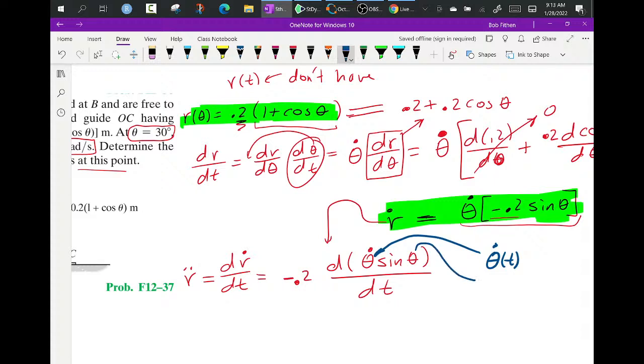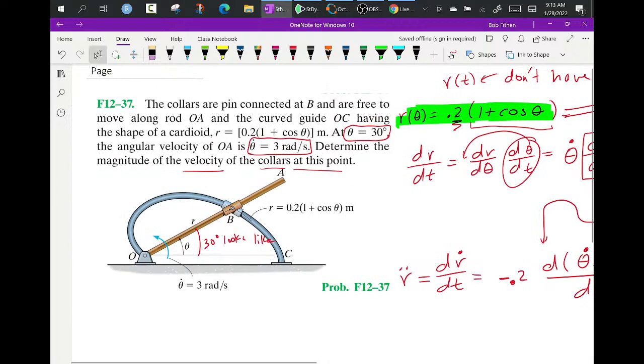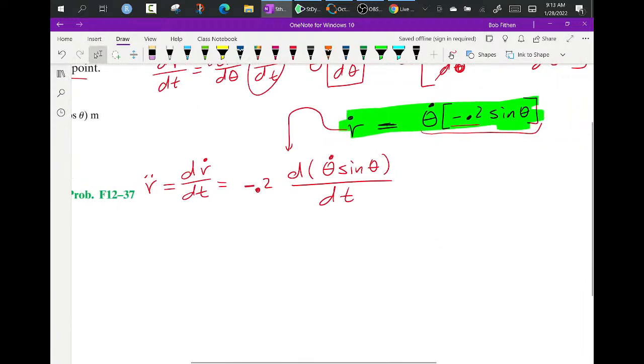This one is just theta. So it's a little bit strange here. Now, I know he's only asking for velocity, but I'm going to go find the acceleration too. And I'm also going to make the assumption that the rate of change here is 0. In other words, this is spinning at a constant rate. So if I look at it like that, I still get the minus 0.2.